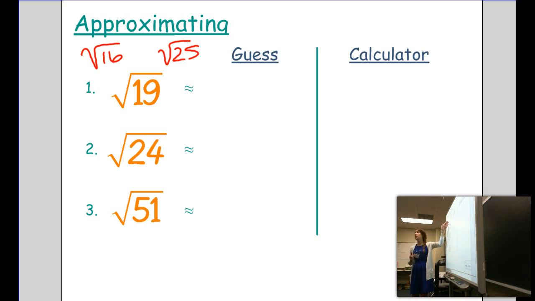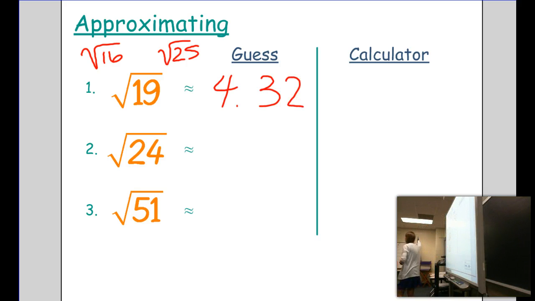So what is the square root of 16? 4, and this one's 5. So the square root of 19 is between 4 and 5. Which one is it going to be closer to? 4. So let's take a guess without touching your calculator. 4.5? No, but that'll be right in the middle. 4.32. Okay, there we go.